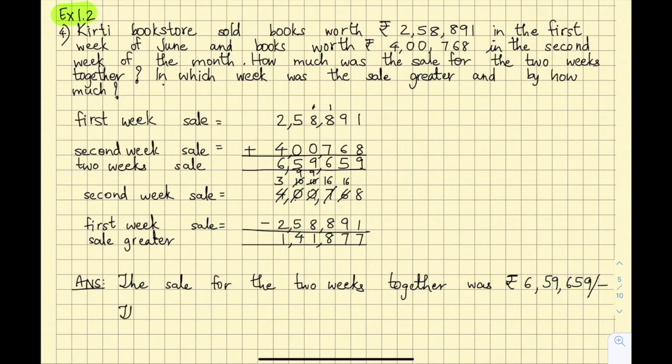We write the sale was greater in the second week. The number is big in the second week. Sale was greater in the second week, and by how much? The difference what we have got. By rupee 1,41,877. Now we move on to the next question, that is question number 5.